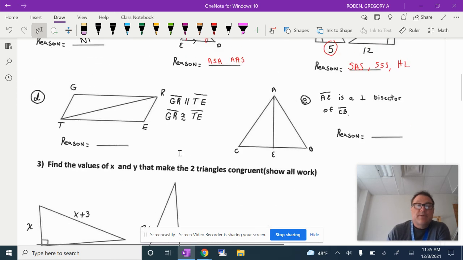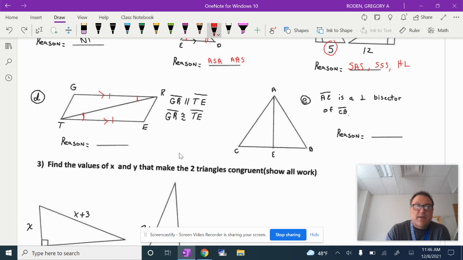Next one. So this one is saying that GR is parallel to TE. And GR is congruent to TE, okay? Now, since they're parallel, we can say that this angle right here is congruent to this angle right here. Now, we can't say these two angles are congruent because we don't know that GT and RE are parallel. So we can't say that.